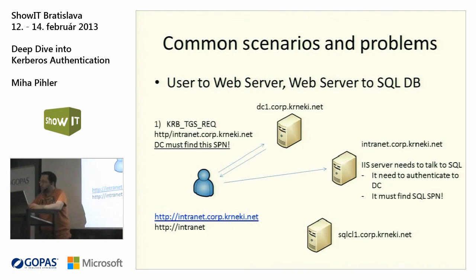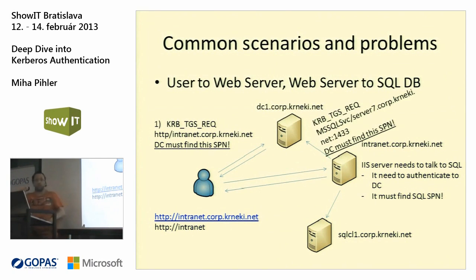If the IIS service needs to talk to SQL, it needs to authenticate to the DC. It must find the SQL SPN. It will talk to the DC about it. When it has that, here is how it's talking to the DC. The SPN is AMS SQL Service Server 7 corp.carnegie.net.